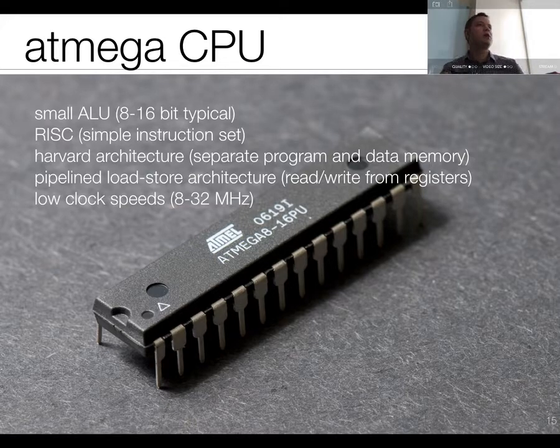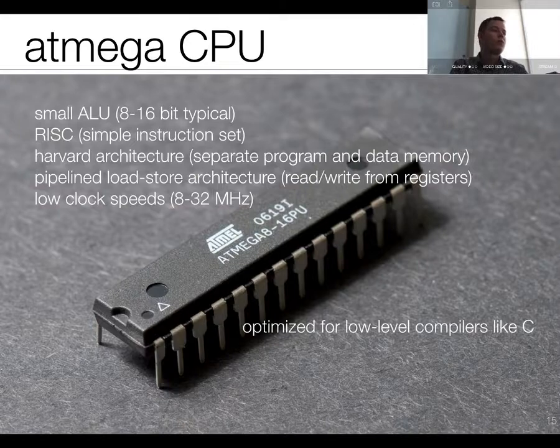Again, low clock speeds on any of the Atmel type AVRs, and any of the Atmel microcontrollers, you're going to have low clock speeds, somewhere between 8 and 32 megahertz. That's not very fast, but it's fast enough for most of the operations that we want to do because we're not running an OS. It is very much optimized for low-level compilers like C.